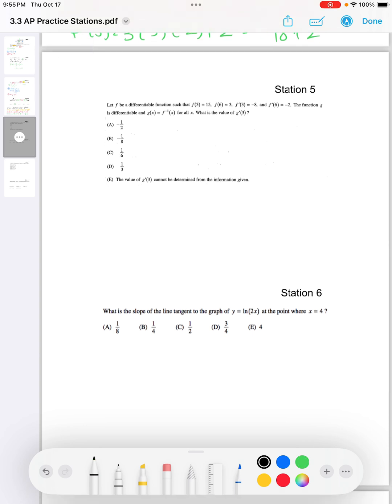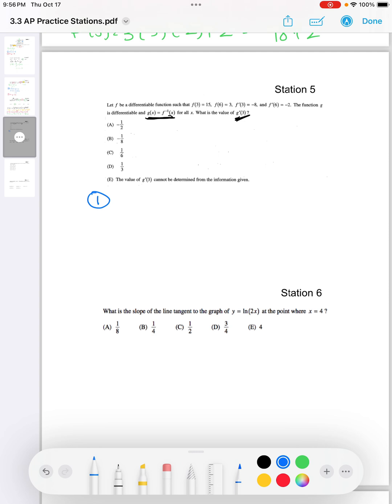All right, moving on to station 5. Again, we have f of x is a differentiable function such that f of 3 is 15, f of 6 is 3, f prime of 3 is negative 8, and f prime of 6 is negative 2. The function is differentiable, and we know that g of x is equal to f inverse of x. So we know g is the inverse. So we're trying to find g prime of 3. So we'll run through our steps again.